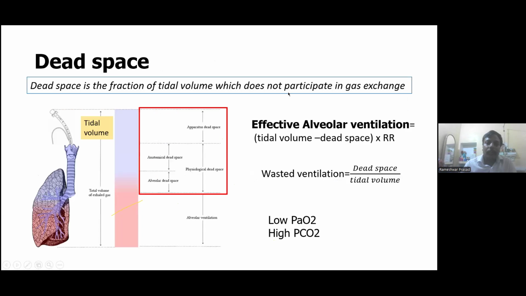Now we have talked about dead space. What is dead space? It is the fraction of tidal volume which does not participate in gas exchange. There are 3 types of dead spaces. One is due to the apparatus itself. When you ventilate a baby, you put an ET tube and put the baby on a ventilator. The circuit, the flow sensor, everything contributes to the dead space and does not take part in any gas exchange.